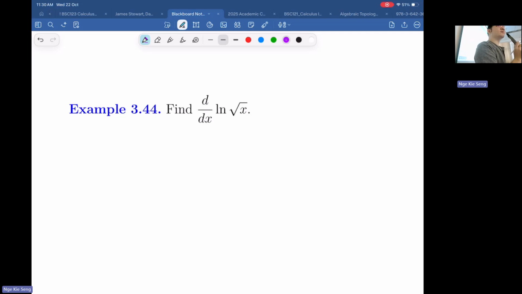So to differentiate a composite function, what rule do we use? Chain rule. We use the chain rule. So we use the chain rule for a composite function. Okay, so can you see the composite function here?